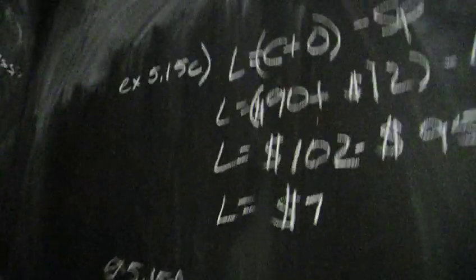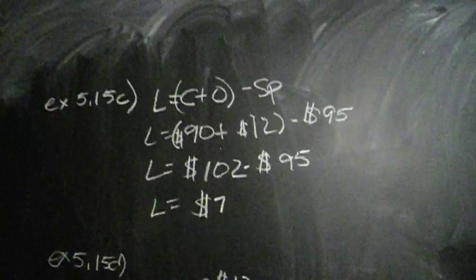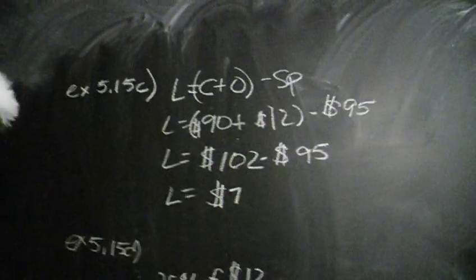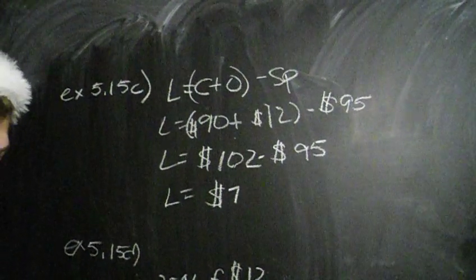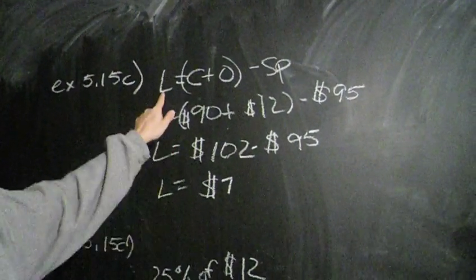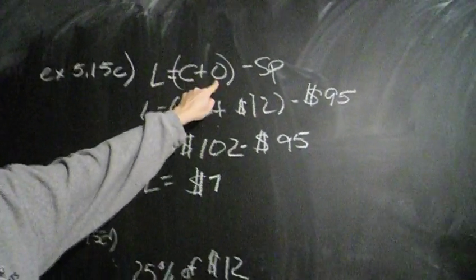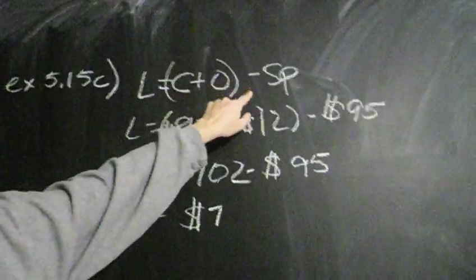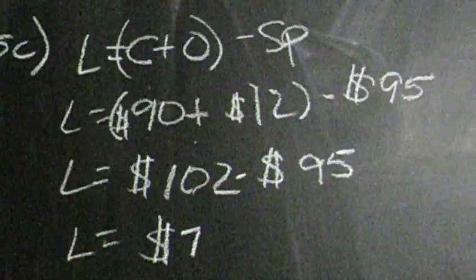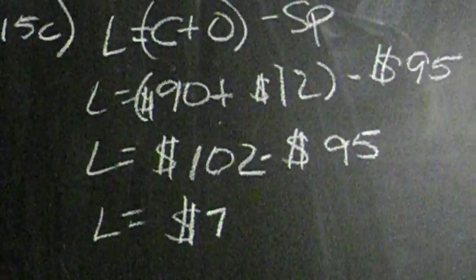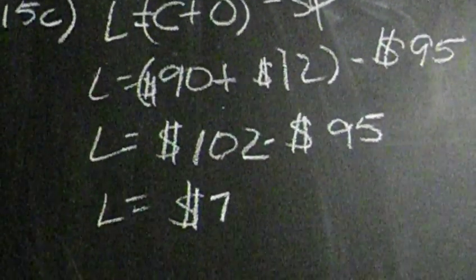Okay, here is the next example. We're going to talk about loss. The loss is the excess of the cost plus the overhead over the selling price. So it's the cost plus the overhead, in parentheses, minus the selling price. So here's our example. Morgan Evans paid $90 for a chair. She sold the chair for $95 after spending $12 on repairs.